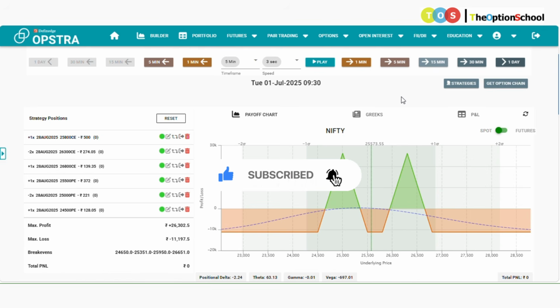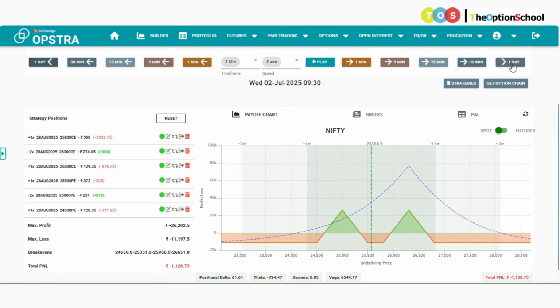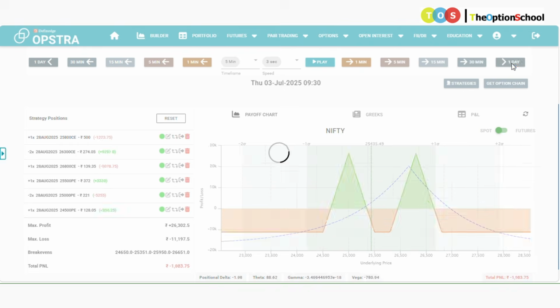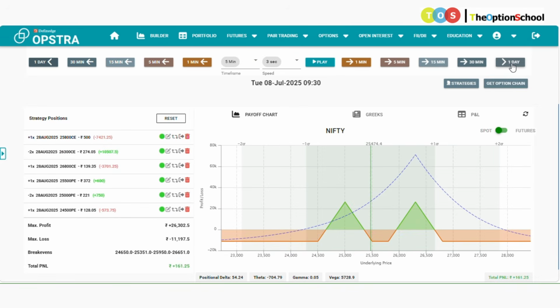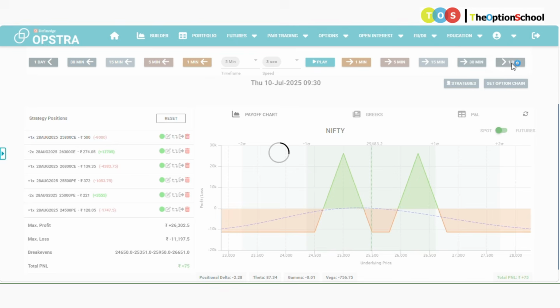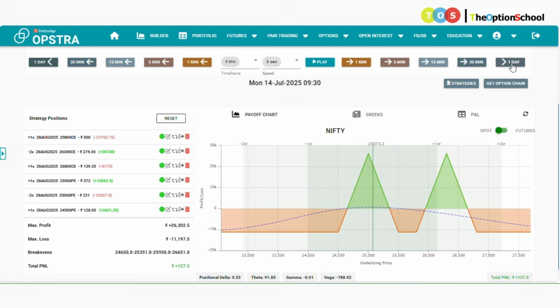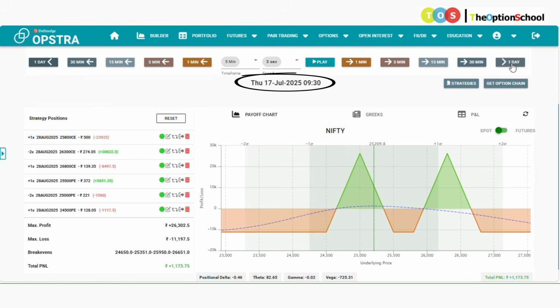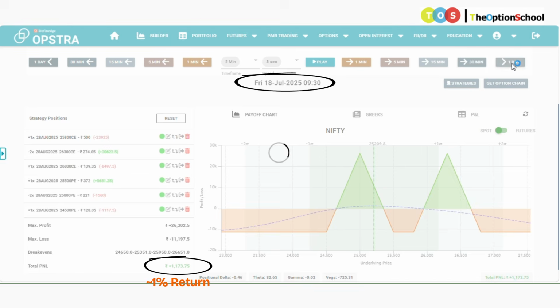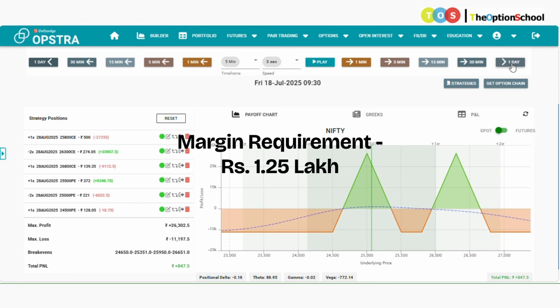Let us now see how this trade works. I will be shifting it by one day every time. First day, 2nd July, 1128 loss. Next day, 1083. Third day, 791. Small profit. Next, 746, then 915. We are in the middle of July only, so almost getting 1% here. The trade will require 1,25,000 rupees.